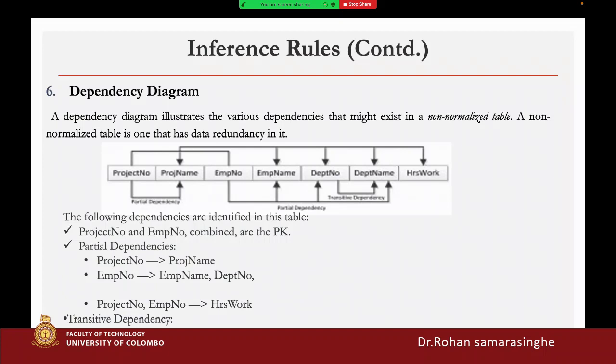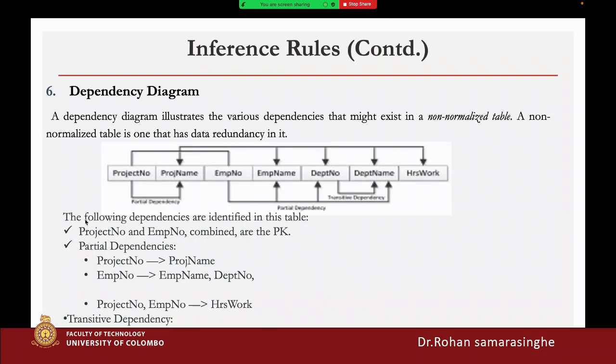So a non-normalized table is one that has data redundancy. From the project number, you can get the project name. From the employee number, you can get the employee name, department name and department number. Also, project number, employee name, department number, department name and work hours. How can we get these? So here this is the non-normalized table.